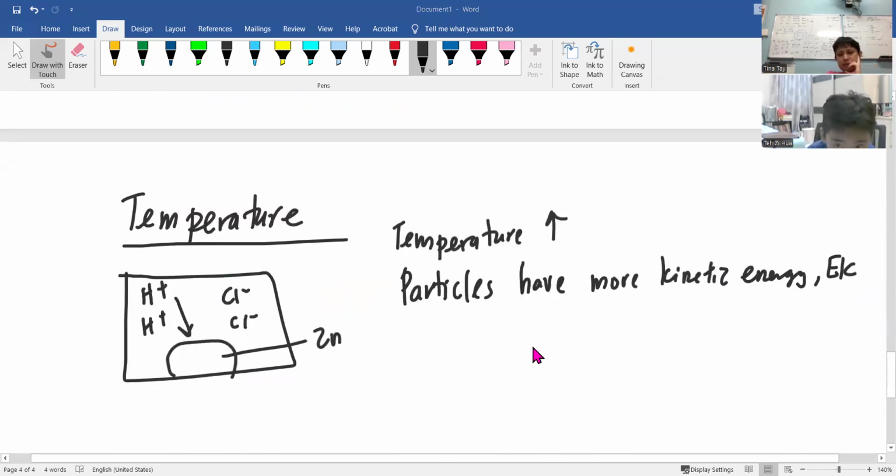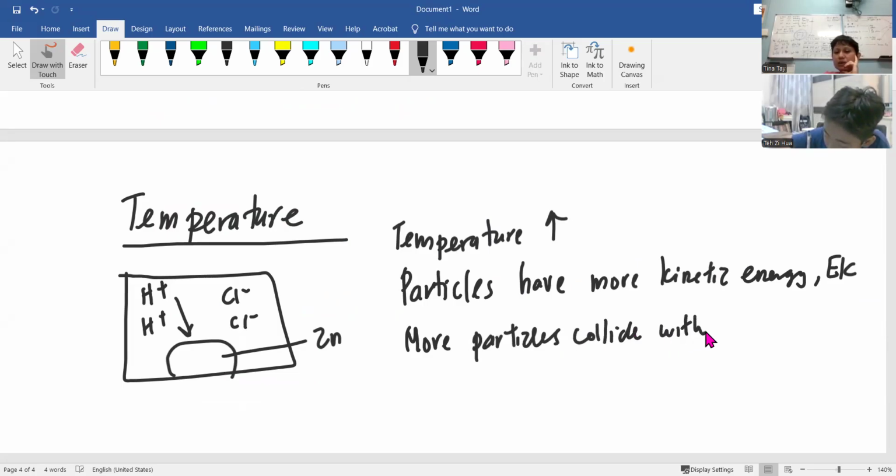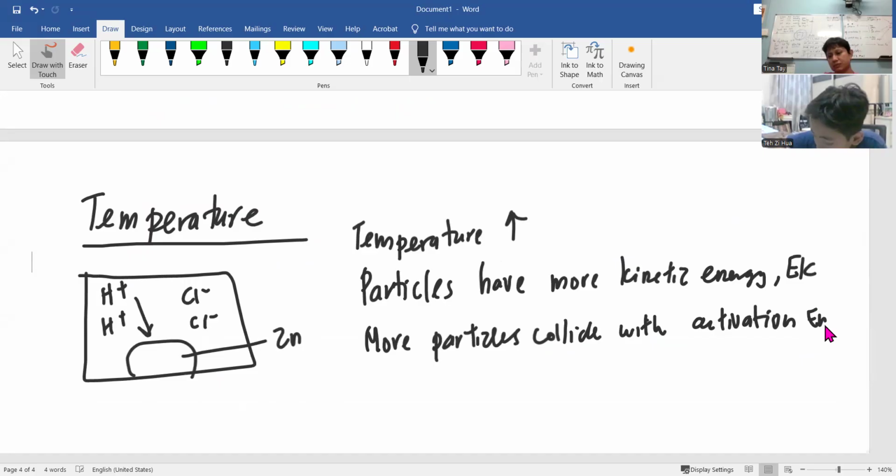Get it? So we can say more particles collide with activation energy. The symbol is EA.